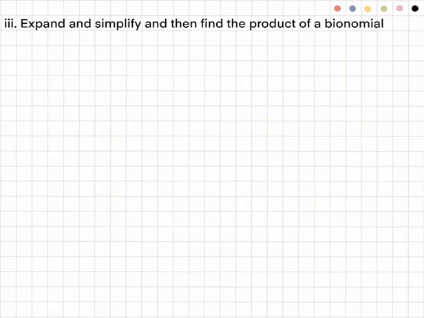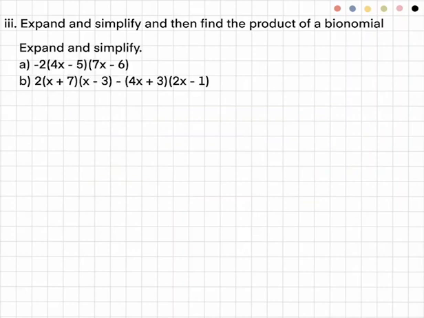Moving to our third learning goal, we're going to expand and simplify and then find the product of a binomial. So this happens when we have a number that is in front of the brackets. We're going to continue to use FOIL, so if you've got that down pat, then you're going to be able to do this just fine. Okay, so let's set up our first question here.